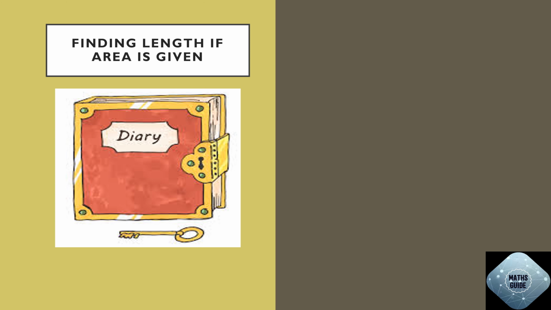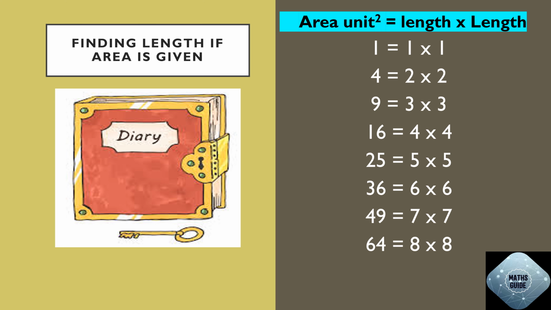Now a very simple and easy question: how to find the length of the square if the area is given? Look at this pattern. Keeping in mind the formula that length into length is area, if we multiply 2 by 2, we get 4, 3 by 3 we get 9, 4 by 4 we get 16, and so on.